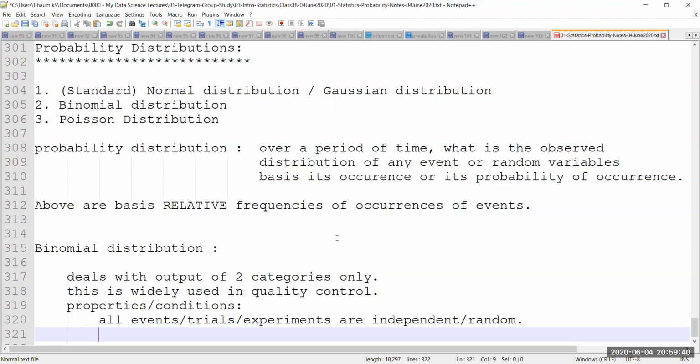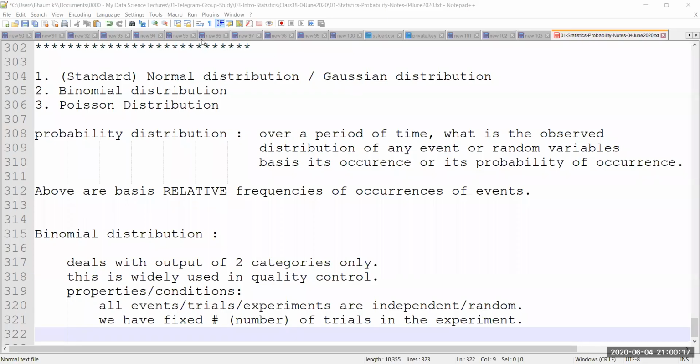Then I have, no, I shouldn't write, we have a fixed number of trials in the experiment. Seems there is some repetitive kind of a problem. I'm getting thrown out from Zoom a lot of times.